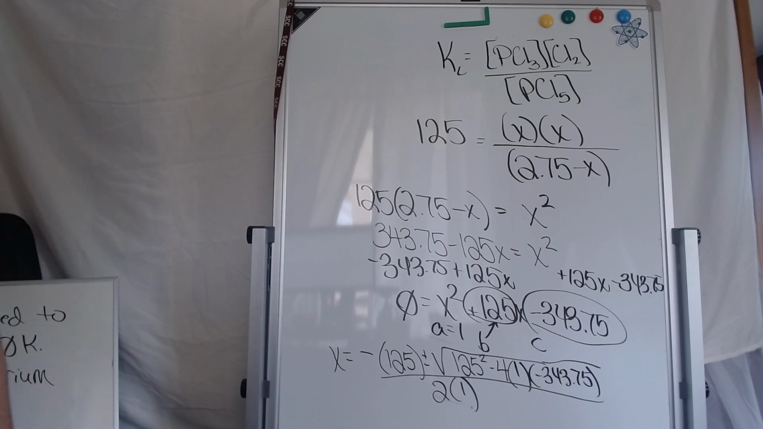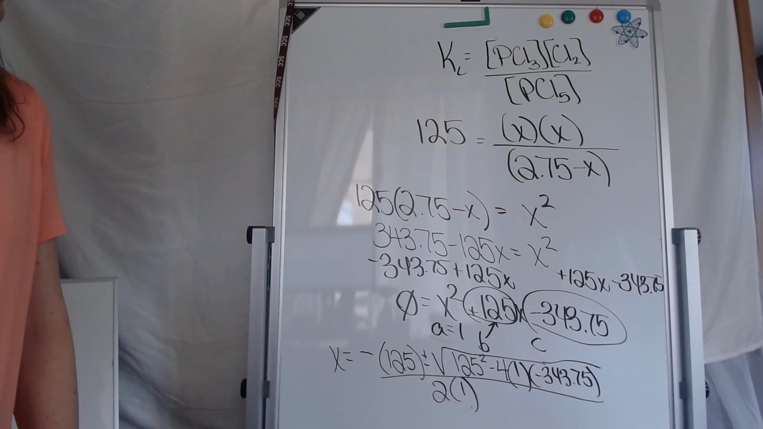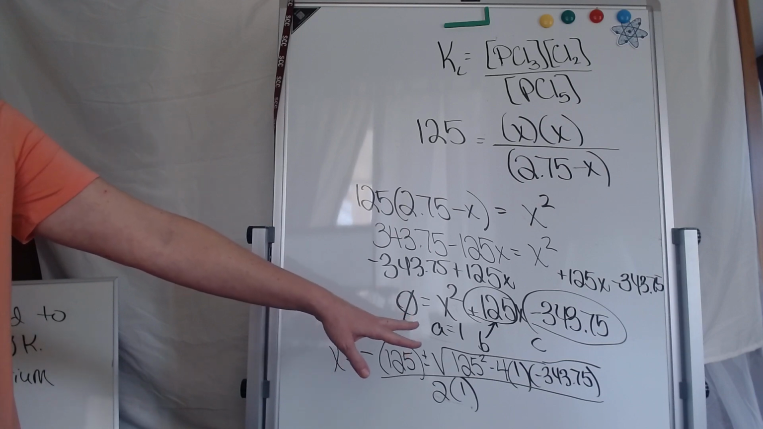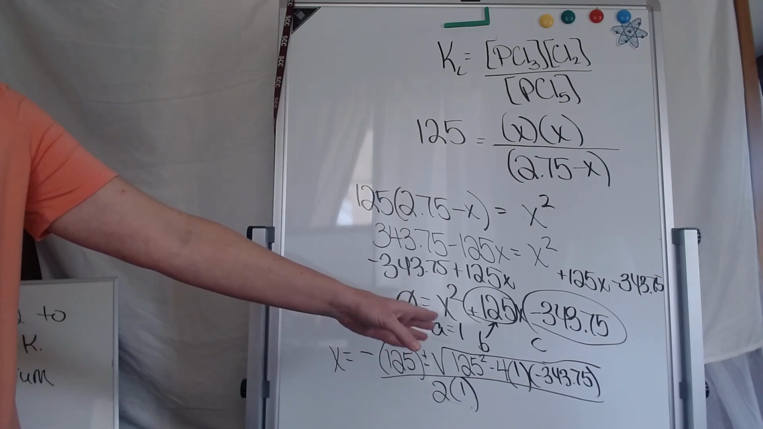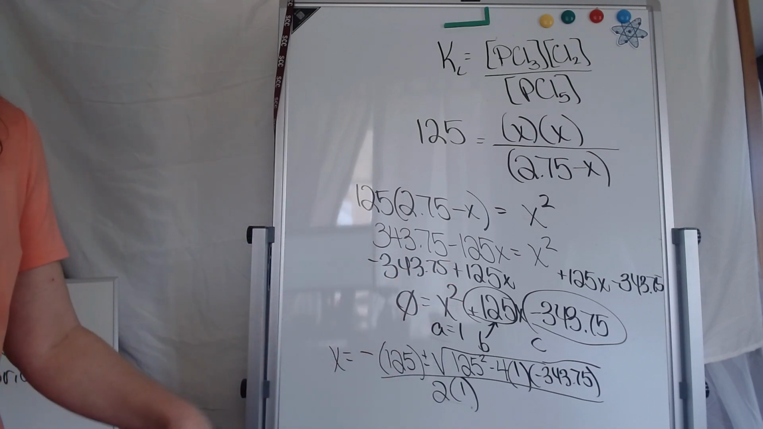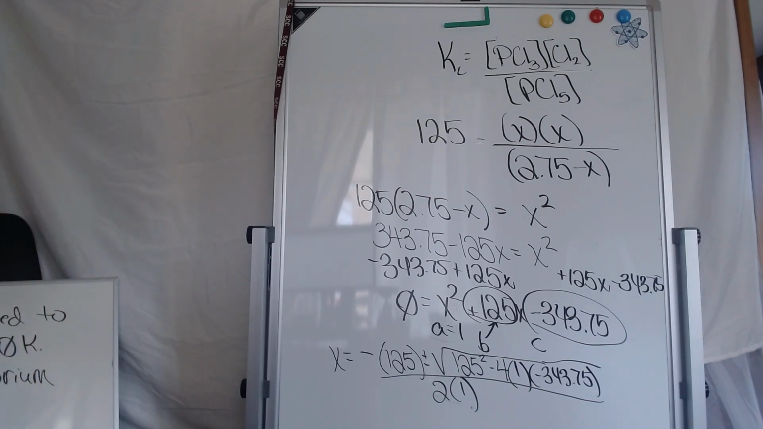Okay, this is the setup that you should have put into the quadratic equation. So your b value is 125, so negative 125 plus or minus the square root of 125 squared minus 4 times 1 times negative 343.75, all divided by 2 times 1. So you're going to go through and do the arithmetic, and you should get 2 values for your x. Only one of those values will be true. So go ahead and get the 2 values, and then come back and unpause to see what those 2 values are.